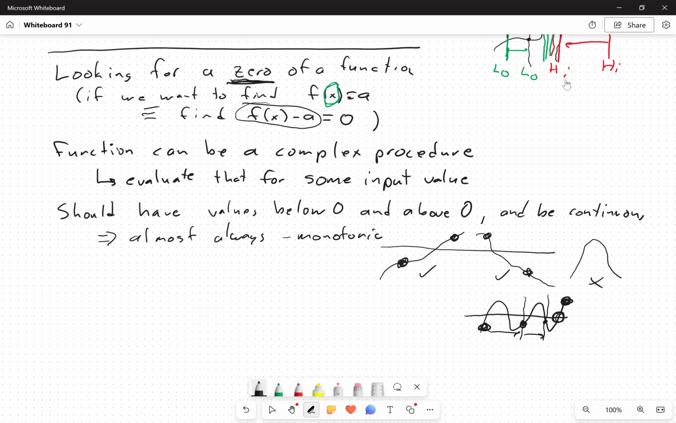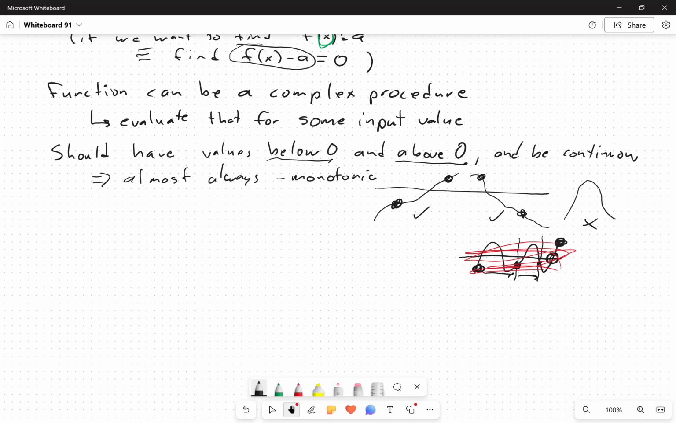So again, not the sort of thing that we normally want to worry about, not a typical case, but it does exist. Sometimes you just need a solution when there could be multiple possible solutions. And then you can still use binary search as long as you know some point below and some point above to start out with, and it's a continuous function.